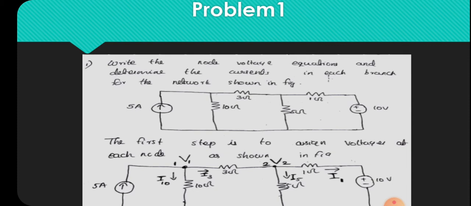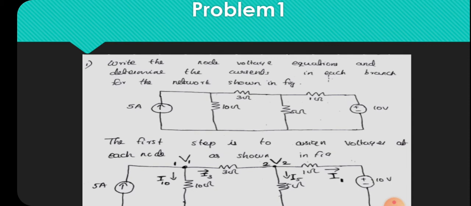So first of all, what is the step for node analysis? We have to mark the nodes first, and the next step is to assume the voltages at the nodes, okay? V1, V2, etc., whatever the nodes are. And next, what is the next step? We have to consider each and every node, and write the KCL equations, Kirchhoff's current law equations, okay? So let us start solving the problem, and the first step is to assign voltages at each node.